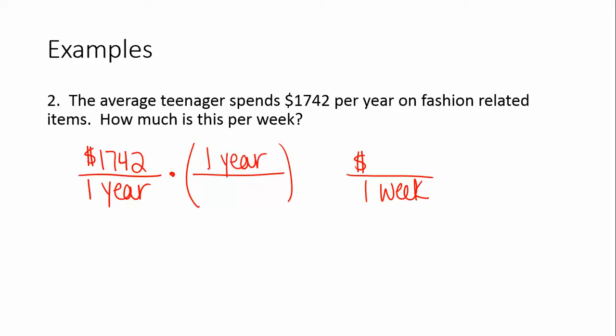This is our conversion factor, and we want 52 weeks on the bottom because we want the unit year to cancel. So now we're going to divide 1742 divided by 52. And remember, we are talking about money, so it's $33.50. So that's about, on average, how much a teenager spends on fashion-related items in a week, $33.50.